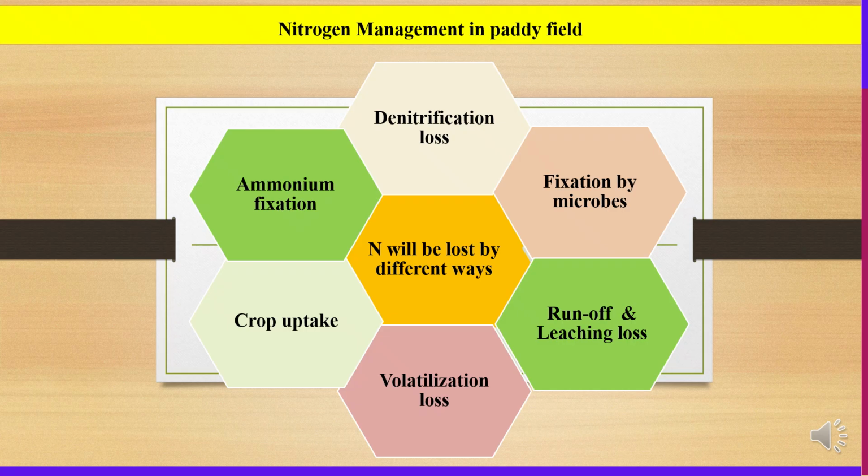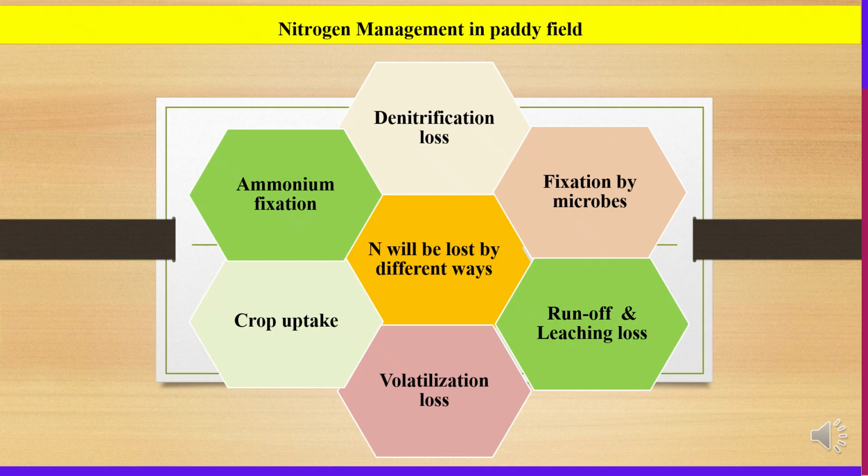Fixation by microbes. Soil microbes can immobilize available nitrogen by incorporating it into their biomass, temporarily making it unavailable to plants. Runoff and leaching loss. Runoff, surface water flow removes nitrogen from fields, especially during heavy rains or over-irrigation. Leaching, nitrate moves down through the soil profile beyond the root zone with percolating water, often contaminating groundwater.